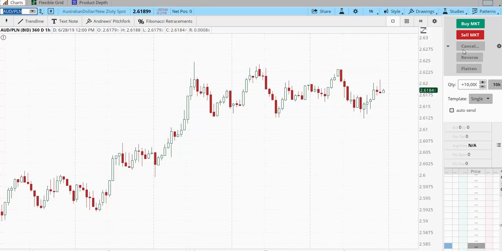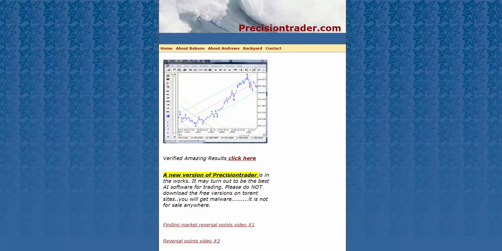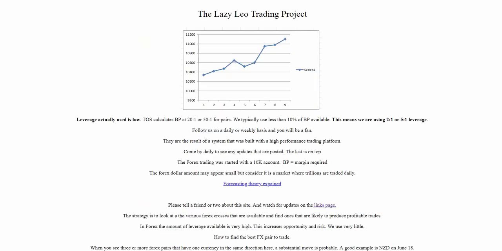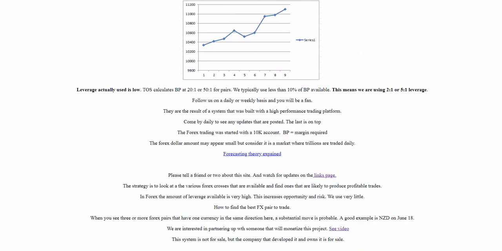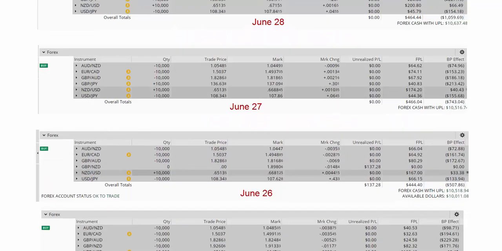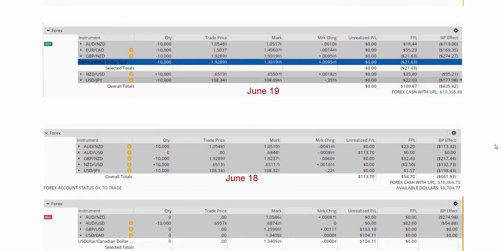It's real simple. What I do is I go to precisiontrader.com and I click on Lazy Leo's Trading Project link. Okay, and you'll see this cute little chart and a little bit of explanation on it. And what you do is you go down here and you look for times when there are 3 trades with the same forex thing in the same direction.